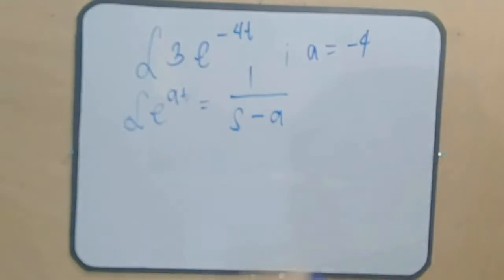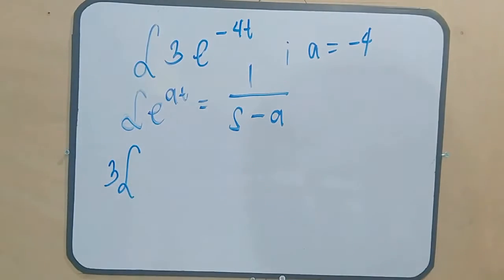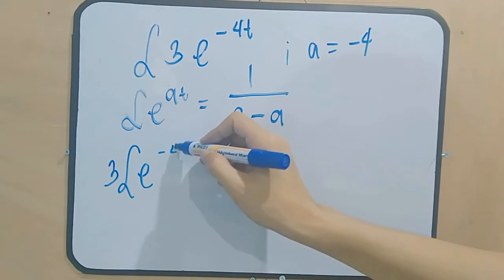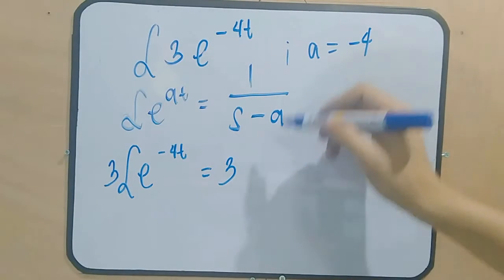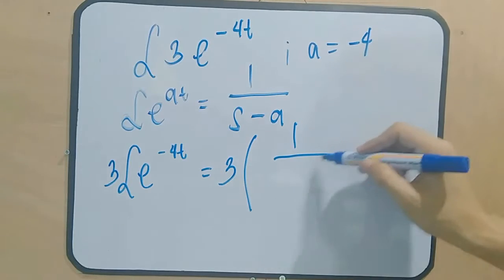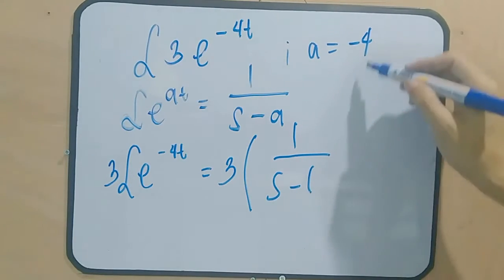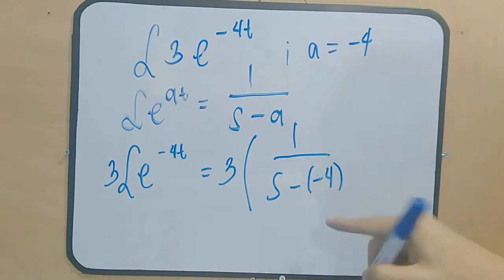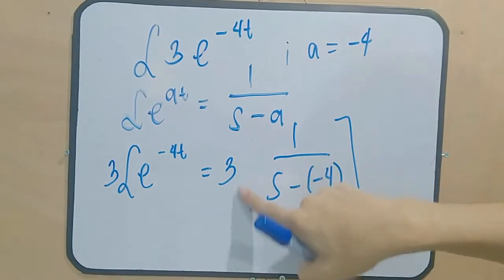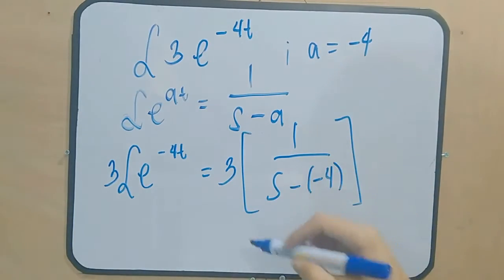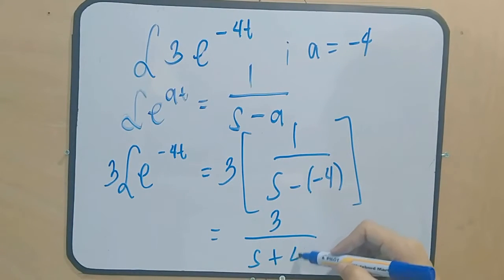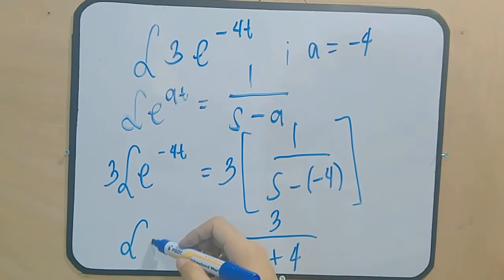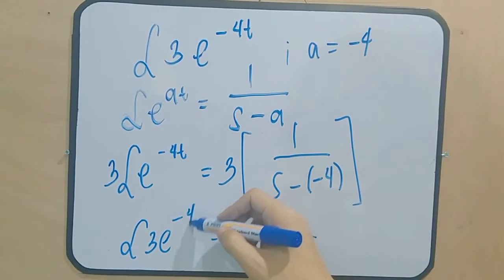Now, yung 3, pwede natin ilabas. So, this is 3 Laplace transform of e raised to negative 4t. Then, apply natin yung formula. So, this is equal to 3 times 1 over s minus, yung a natin is negative 4. So, don't forget your parentheses, guys. Yung mga parentheses natin or yung groupings, importante yon. So, you have here 3 all over s plus 4, since negative times negative is positive. So, this is the Laplace transform of 3e raised to negative 4t.